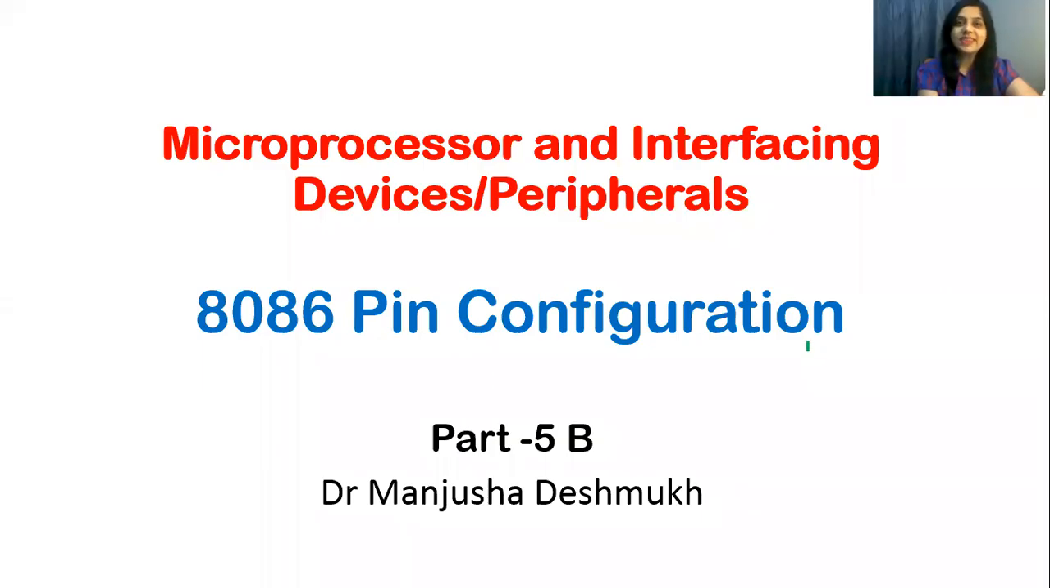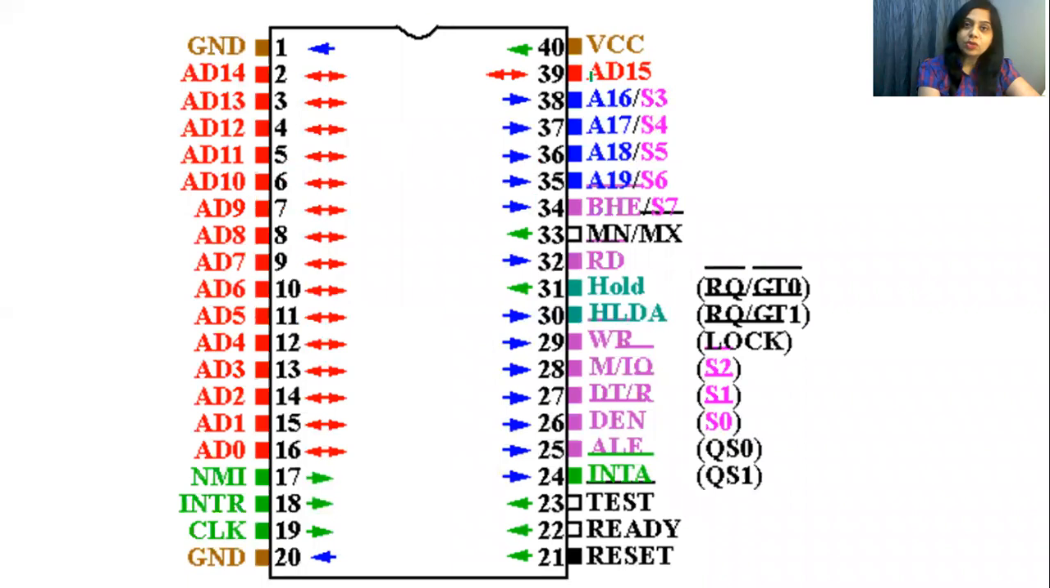Hello everyone. In this video, I am going to explain the remaining pins of the 8086 pin diagram. Now we know that this is the pin diagram of 8086, which is a 40 pin IC. On the left side there are 20 pins, on the right side there are 20 pins, and the arrows mentioned here indicate the direction of data flow.